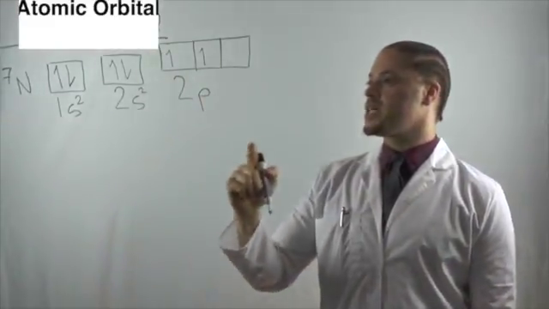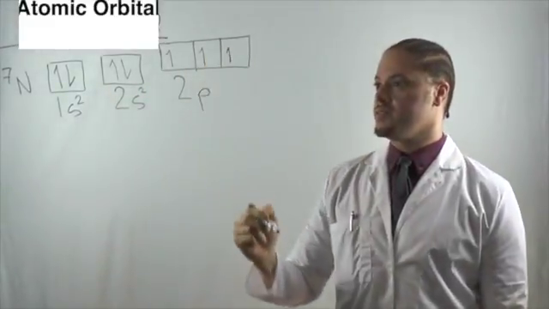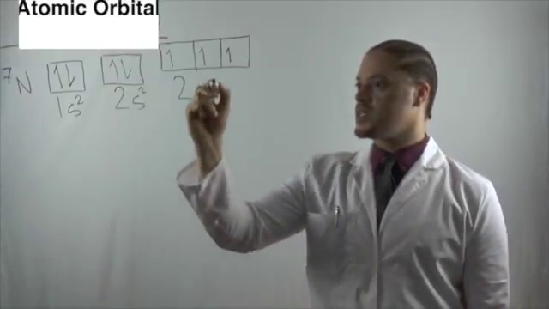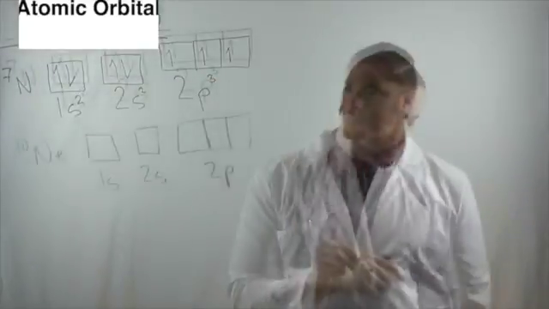And we're trying to get to 7. So we got 4, 5, 6, 7. 7 electrons. And we write 3. We're done. Let's consider another element.